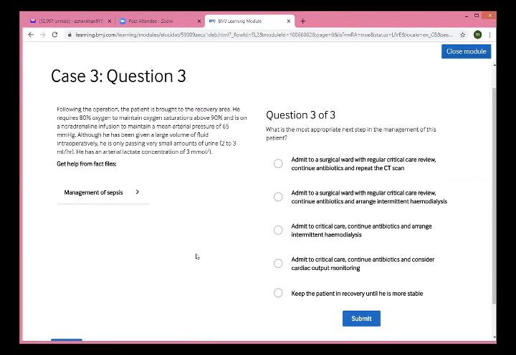So following the operation, the patient is brought to the recovery area. He requires 80% oxygen to maintain oxygen saturation and is on a noradrenaline infusion. A large volume of fluid has been given, only a small amount of urine is passed, and lactate concentration is around 3. What is the most important next step in the management?